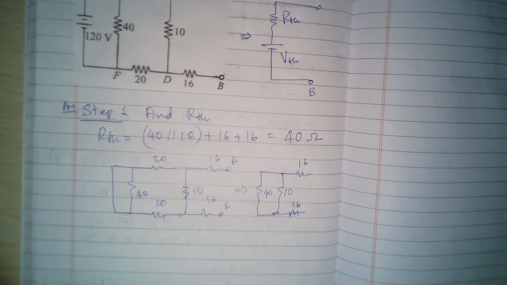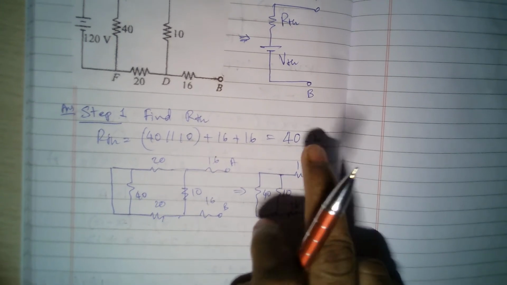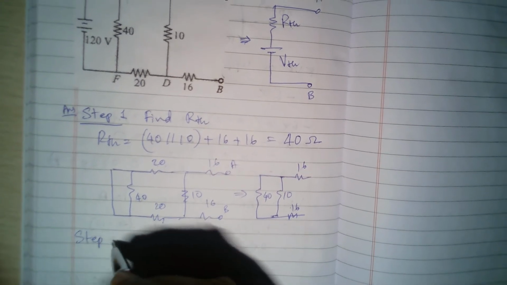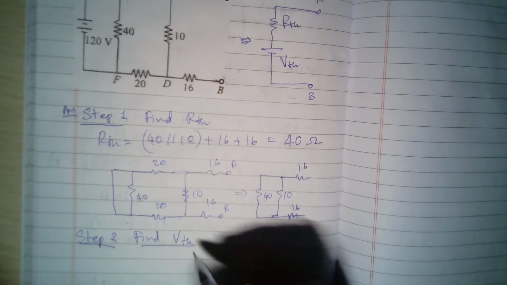So we don't need a calculator. Just by observation we can do that. So Thevenin's impedance or resistance we calculated. Now the next step, step 2, is to find VTH, Thevenin's voltage.